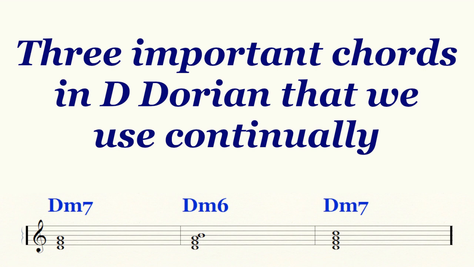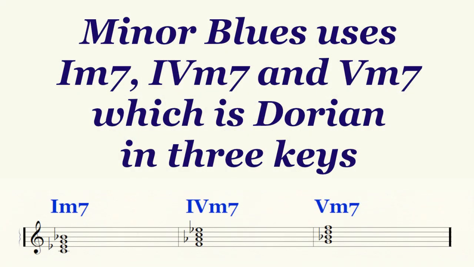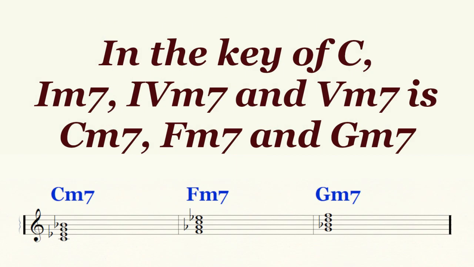These are great chords to improvise on, and this is really only the start of what we can do harmonically with this mode. Dorian is also extremely important in minor blues. In minor blues, you have 1 minor 7, 4 minor 7, and 5 minor 7. These 3 chords are central to the minor blues concept. For instance, in the key of C, your 3 chords will be C minor 7, F minor 7, and G minor 7.